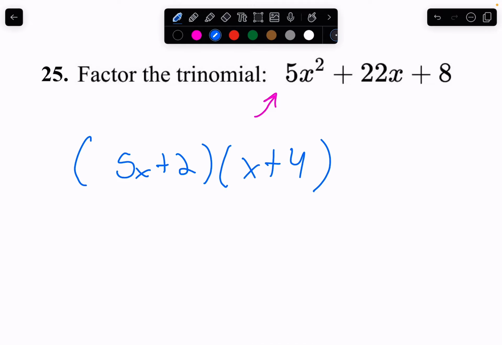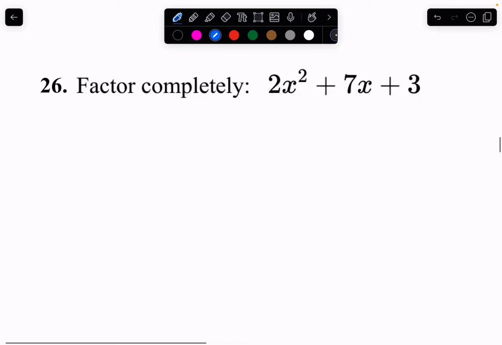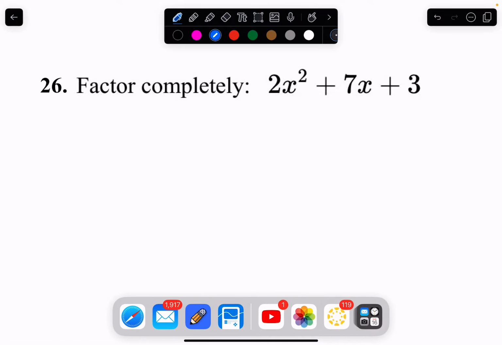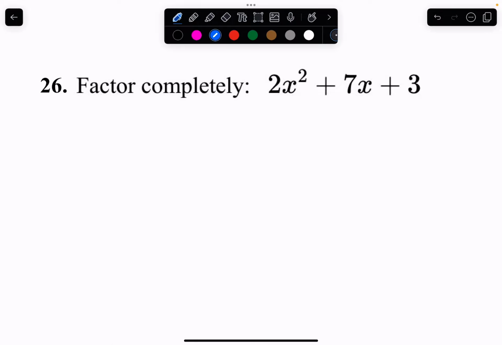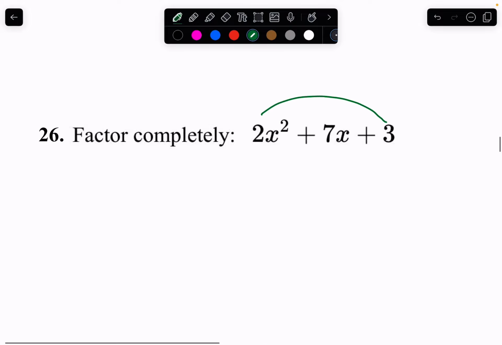All right, so let's go ahead and try number 26 here. All right. So, of course, we always look for a greatest common factor. There's nothing I can pull out of a 2, 7, and a 3, so we have to use AC method because our A is greater than 1. So we're going to go ahead, multiply the 2 and the 3, and we get a 6.